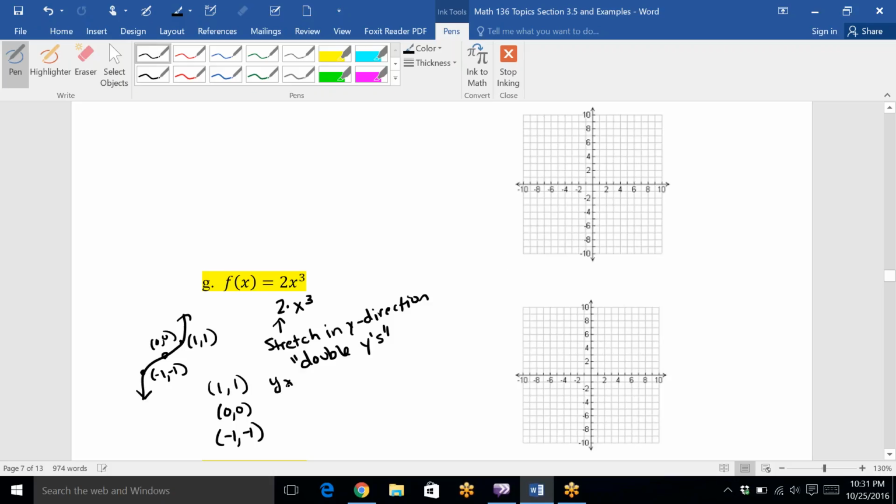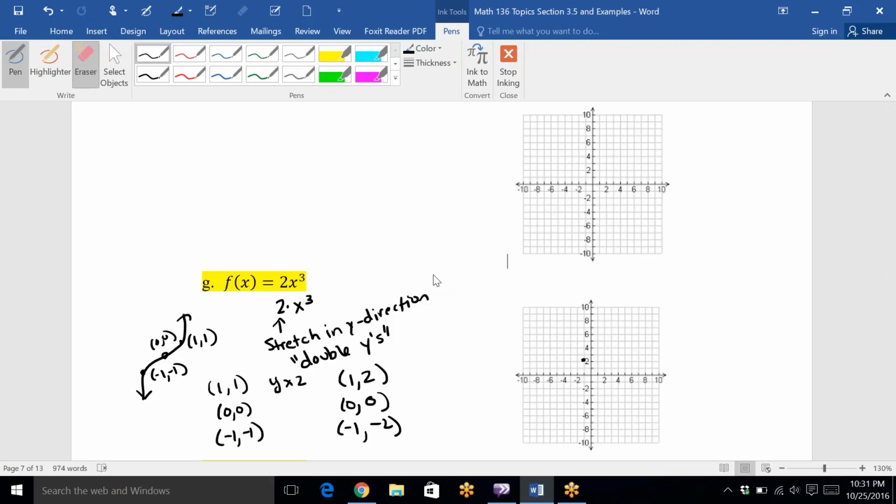So y times 2, essentially. So this becomes, x is still 1, and 1 times 2 is 2. 0 would still be 0. You times this by 2, so that's still 0. Negative 1's not changing, but negative 1 times 2 is negative 2.